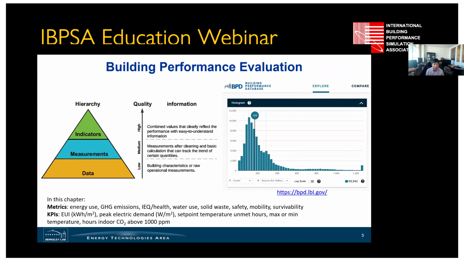So for the KPI, basically we go one step further. We want to make sure these are the key performance indicators, built upon the metrics, which basically represent the resource consumption divided by the service provided. And the EUI, that's a very static KPI, kilowatt hour per square meter per year. But there are also other KPIs representing the peak electricity demand, like watt per square meter.